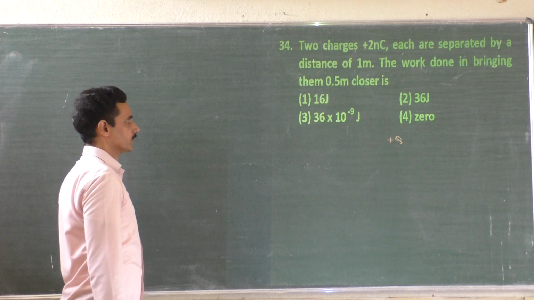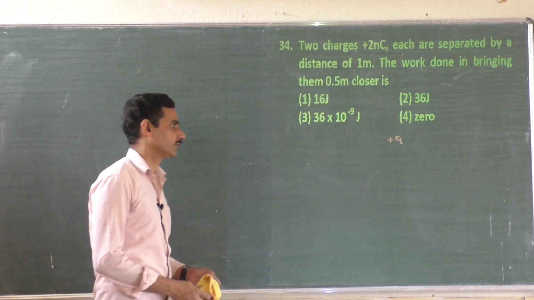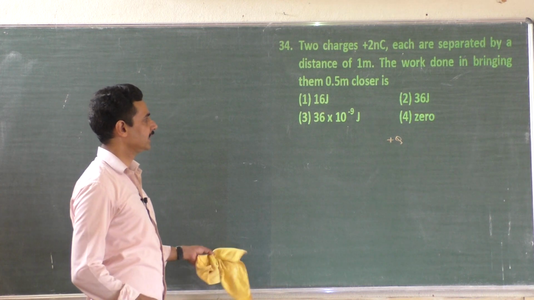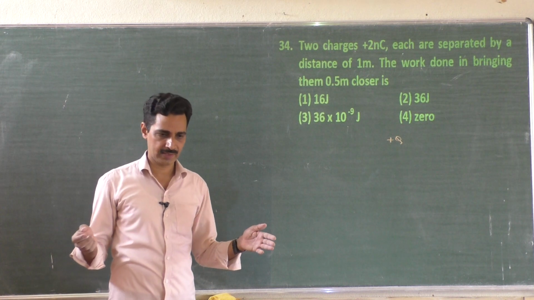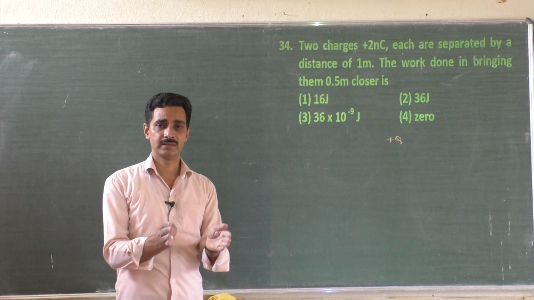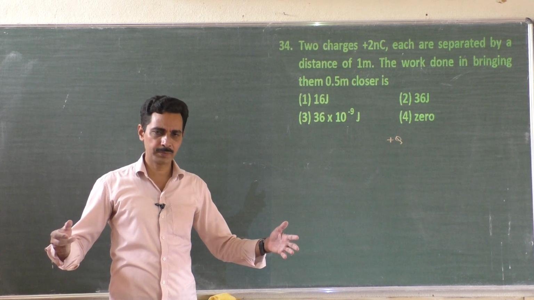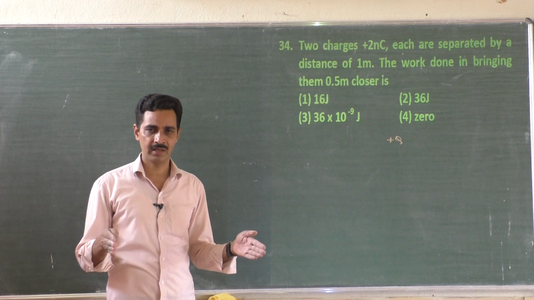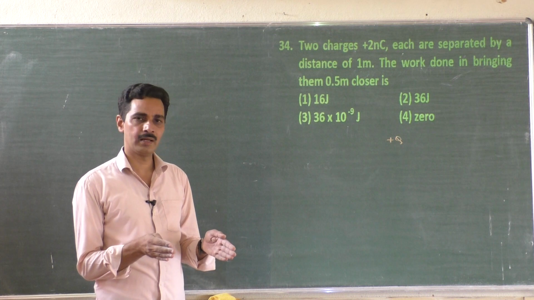Two charges plus 2 nanocoulomb each are separated by a distance of 1 meter. The work done in bringing them 0.5 meter closer. Already they are separated by a certain distance. What is the work done? Suppose certain distance 1 meter. What is the work done in bringing them 0.5 meter closer? Already the spring is in a certain compressed position. Already it is having potential energy. Compress it still more. What is the work done?